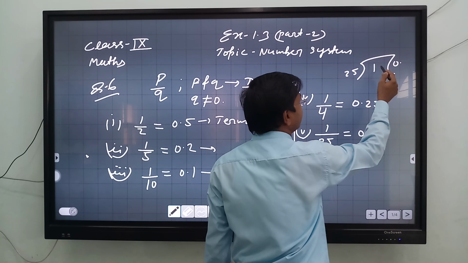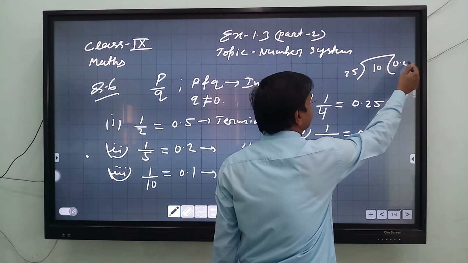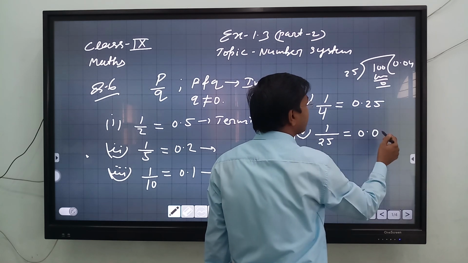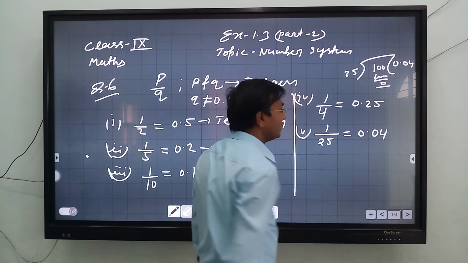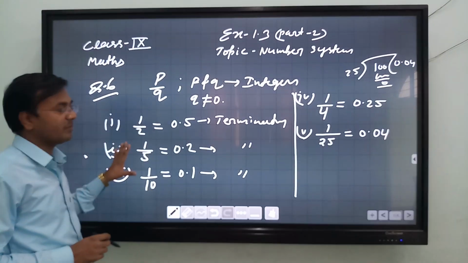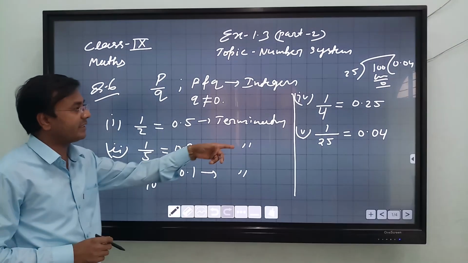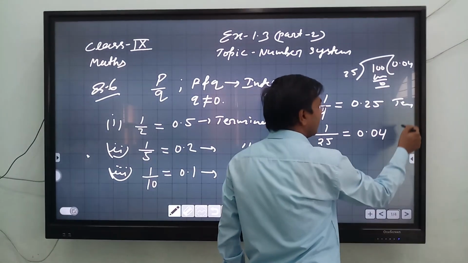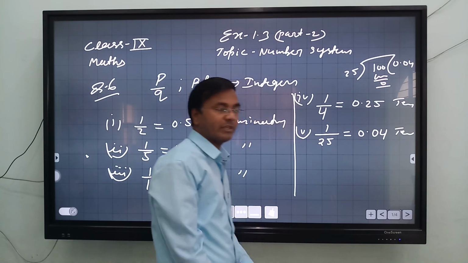Okay, we can show the division also. Decimal, 0, then 0 and 4. So 0.04. So all these are in the simplest form, and every time we are getting terminating decimals. This is also the terminating decimal type, and this one is also terminating decimal type.